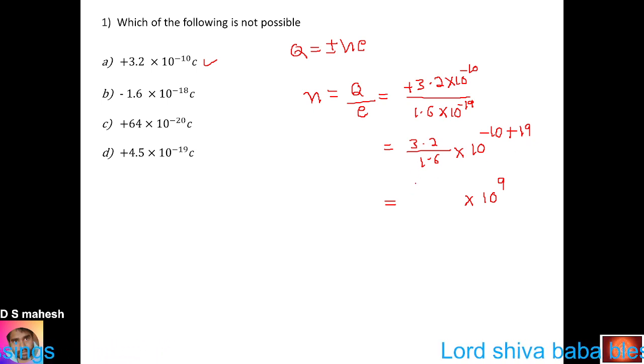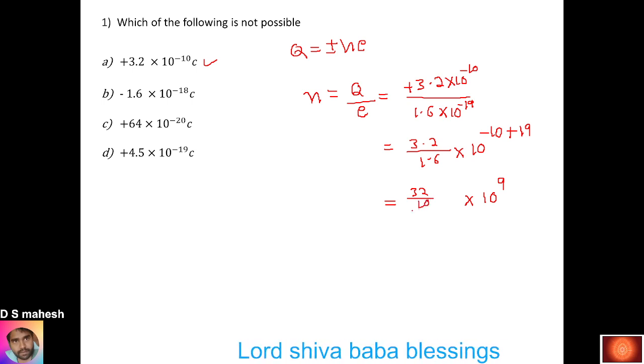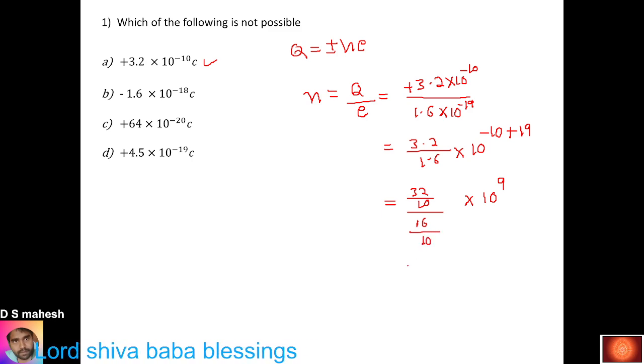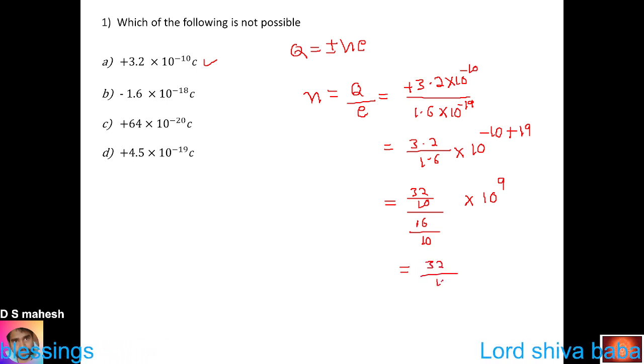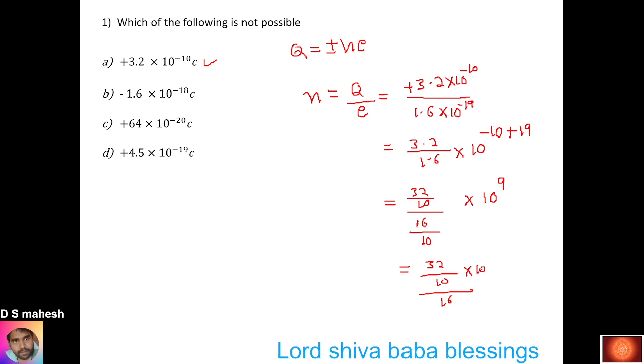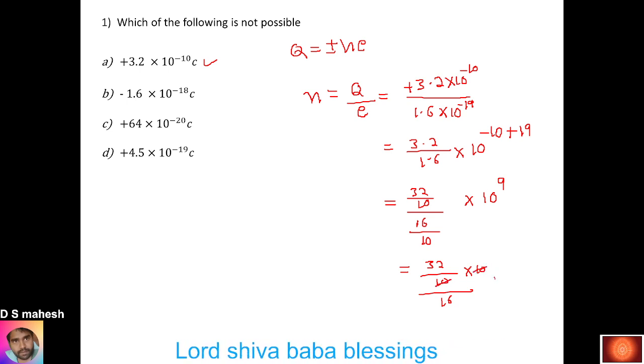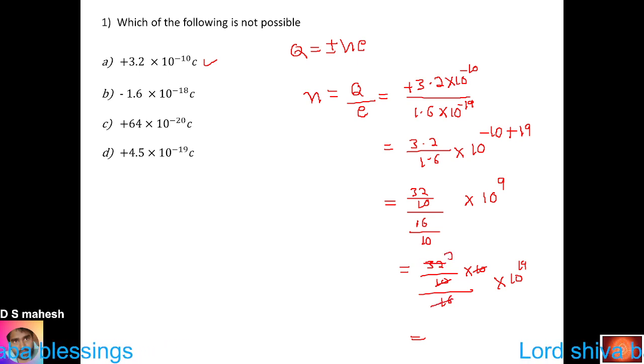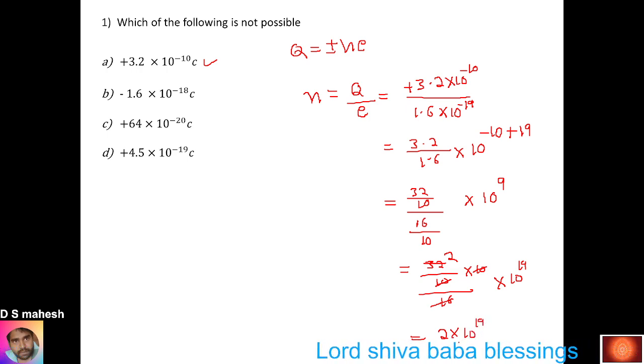Now in order to solve this, 3.2 can be written as 32 by 10 and 1.6 can be written as 16 by 10. So this would be 32 by 10 divided by 16 by 10. When this 10 goes upwards, it gets cancelled. So into 10 to the power of 9. Then 16 ones are 16, 16 twos are 32. So that would be 2 into 10 to the power of 9.